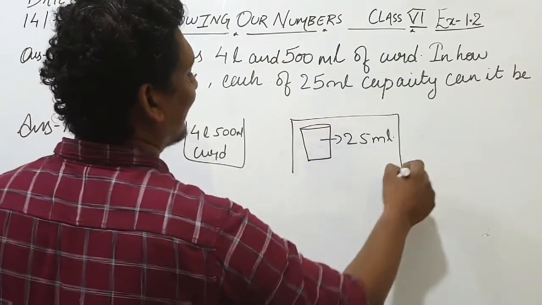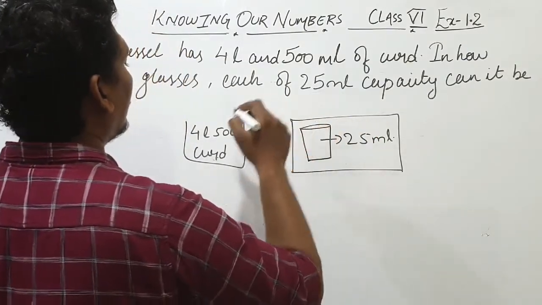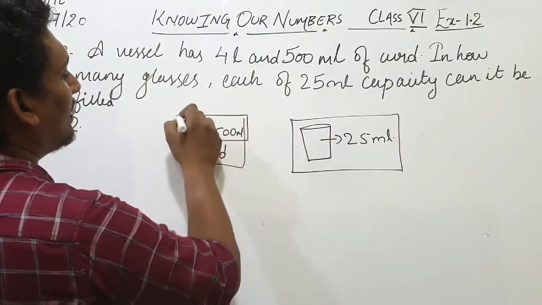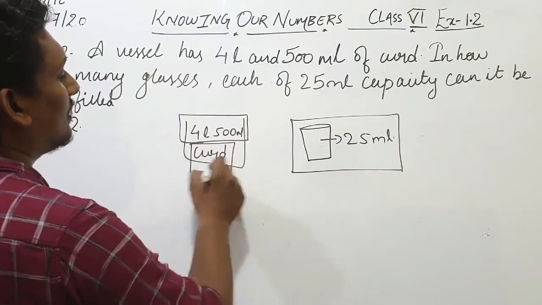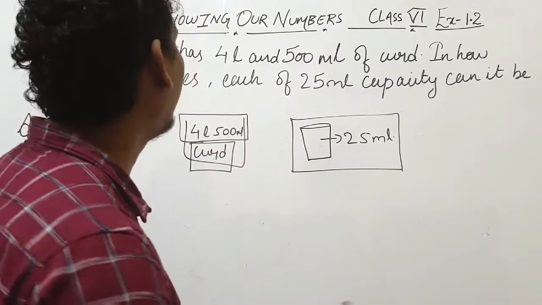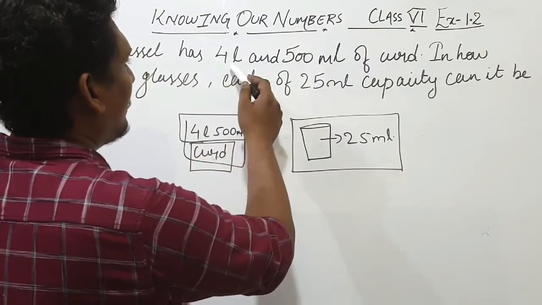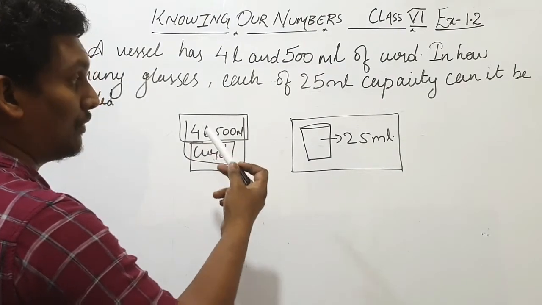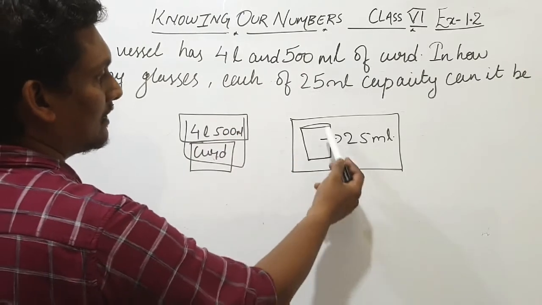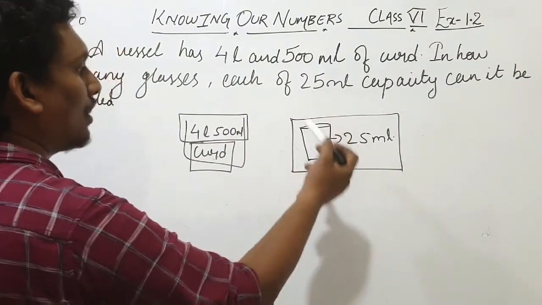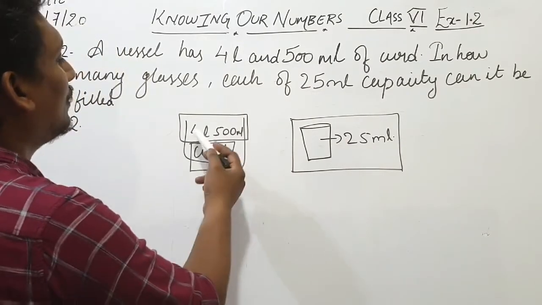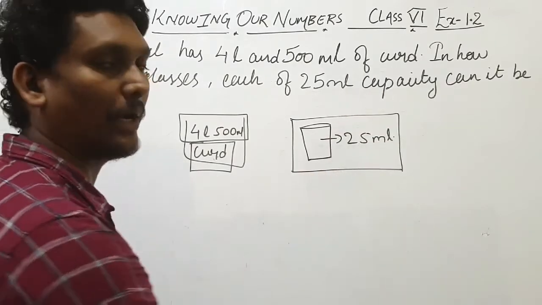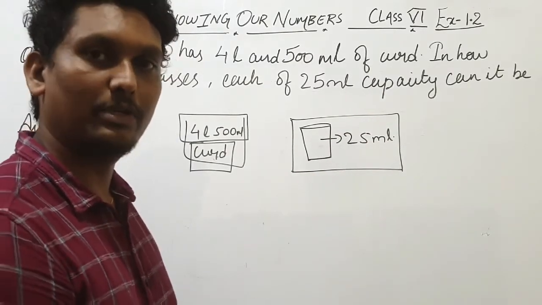We want how many glasses are required to fill 4 liter 500 milliliter of curd. So again I am saying, 4 liter 500 milliliter of curd is there, and we have to fill the capacity of a glass, that is 25 milliliter, that is given here. So how many glasses are required to fill 4 liter 500 milliliter of curd, and the capacity of a glass is 25 milliliter. Okay, let's come to the solution.